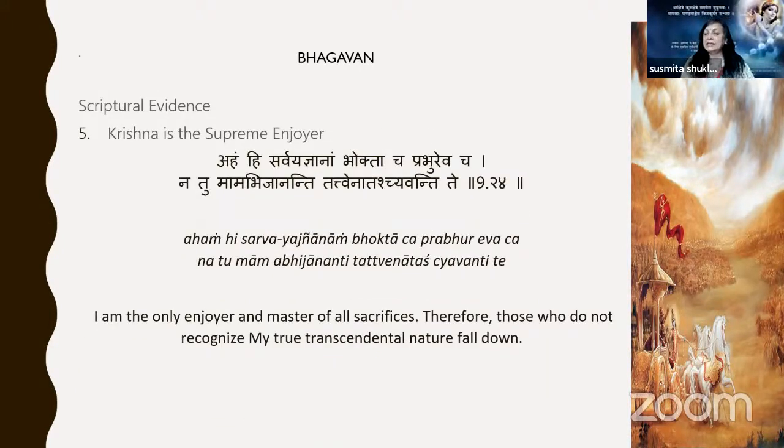Now, in the 9th chapter, 24th shlok, he says, Aham hi sarva-yajnanam bhokta cha prabhur eva cha. He again reaffirms that I am the only enjoyer and master of all sacrifices that are being done.